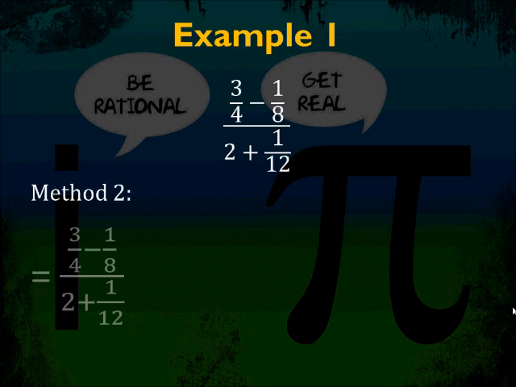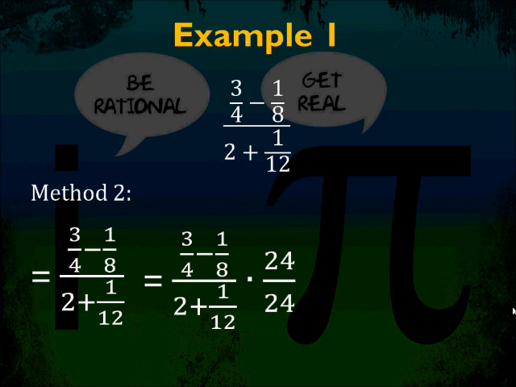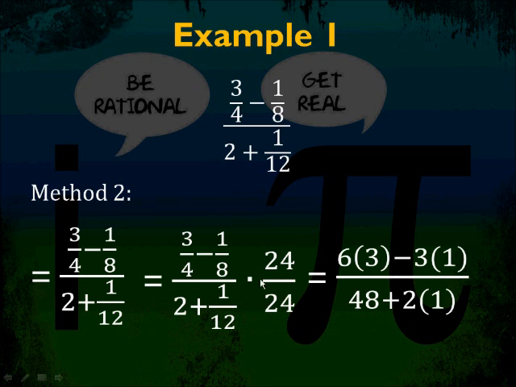If we use method 2, you are basically going to multiply the top and bottom by the least common denominator of all the fractions. So we have a 4, we have an 8, and we have a 12 and a 1. The least common denominator of 4, 8, and 12 is 24. So we're going to multiply both the top and bottom by 24, which now means 6 times 3, because 24 over 4 is 6, 3 times 1, because 24 over 8 is 3, and 24 times 2 is 48, and 12 times 24, 24 divided by 12 is 2, so we have 2 times 1.